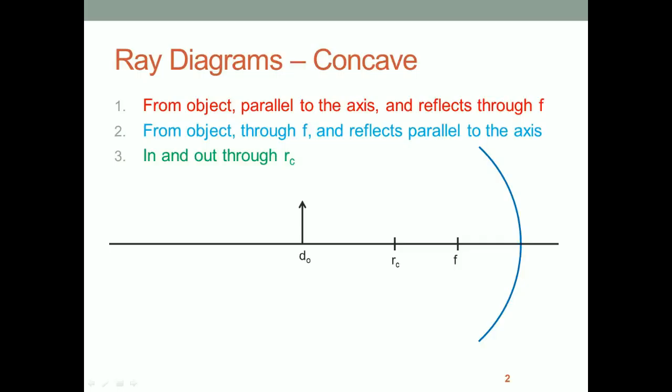The first ray, I'll do in red. It goes from the object. So notice it goes across the top of the object, but it's parallel to the axis. Once it hits the mirror, it reflects through F.